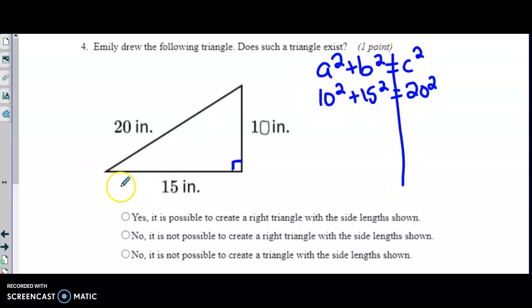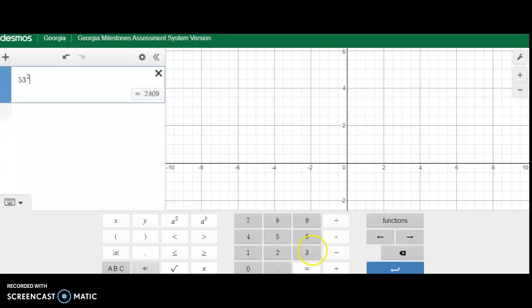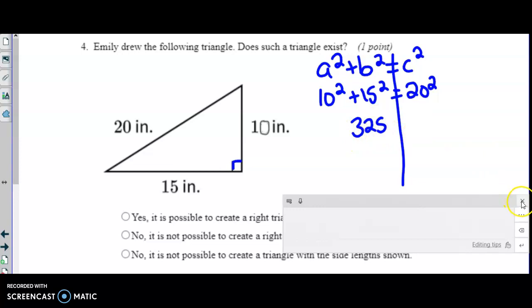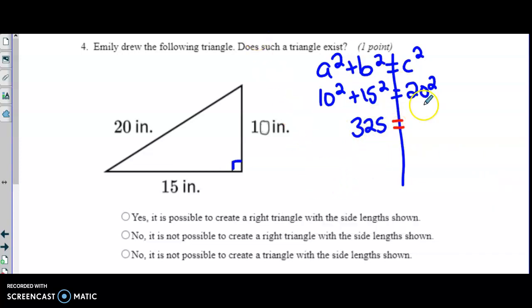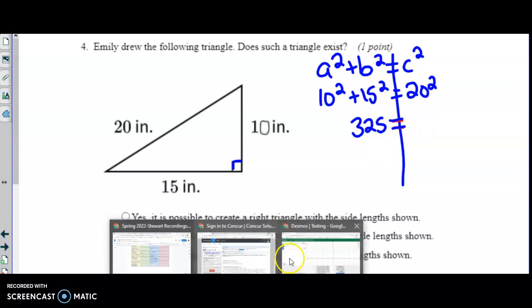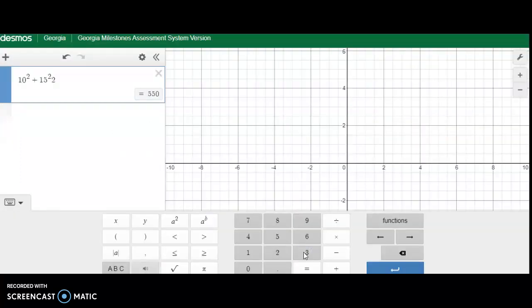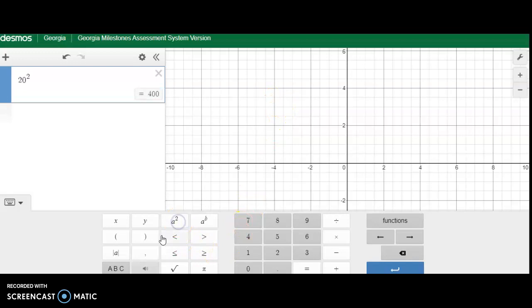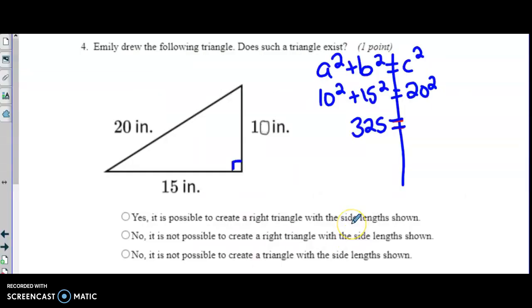Since there's no letters on this side, I can go ahead and type it all in my calculator. 10 squared plus 15 squared. So 325 on this side. Oh, it changed colors. That was weird. And then 20 squared. I'm going to go ahead and type that in. Oops, not on that one. 20 squared is 400. 325 does not equal 400. So this is not a right triangle because the Pythagorean theorem did not work.